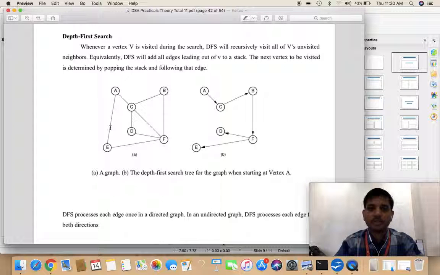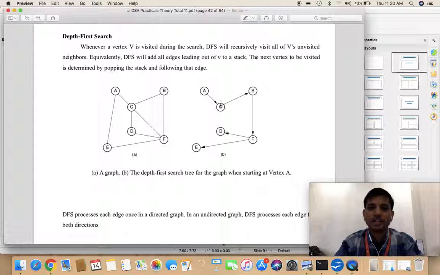Here one graph is given. It has a total of 6 vertices. Let's start from A. If I start from A, I can move towards E or I can move towards C. So we have to choose one of them. Suppose I am choosing C. So we are going from A to C.